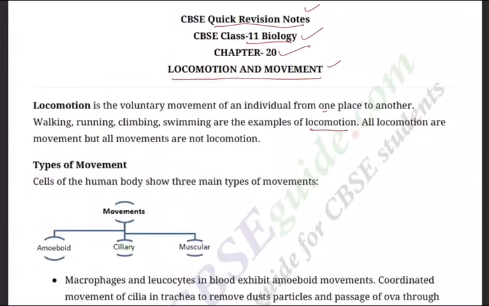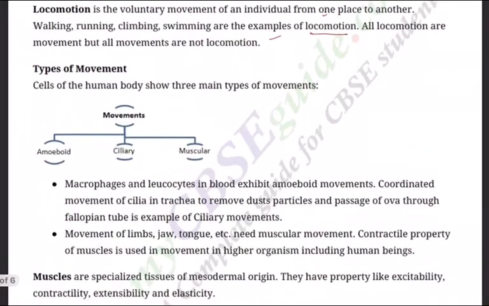Locomotion is displacement of area. Movement is, the area is same. The organism will not move, but it will have a swing of the arms, swing of the parts. So all locomotions are movements, but all movements are not locomotion. That's why I said, so, types of movement.